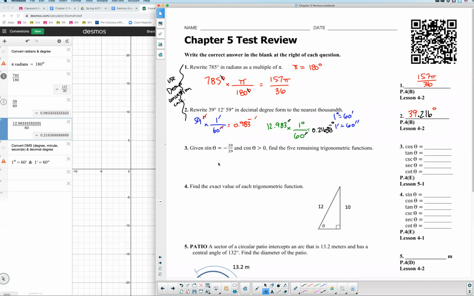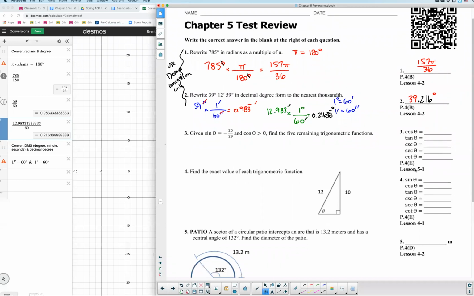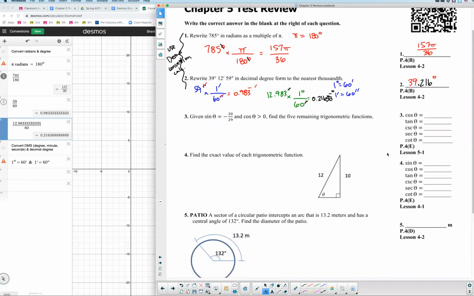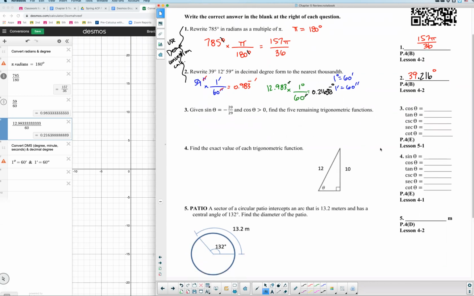Okay, so now let's go on to number 3. I wrote here lesson 5.3, I actually started showing these problems as early as the ACP problem on lesson 4.1 and in detail in 4.3. So we saw this quite a bit earlier, but it actually shows up in the textbook on lesson 5.1. It says, given sine theta equals -20/29 and cosine theta is greater than 0, find the 5 remaining trigonometric functions.